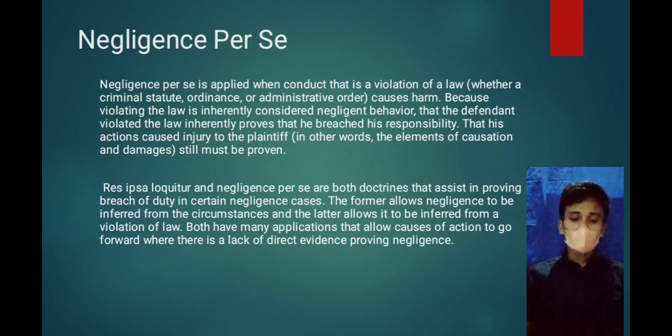Negligence per se is applied when conduct that is a violation of a law, whether a criminal statute, ordinance, or administrative order, causes harm, because violating the law is inherently considered negligent behavior. That the defendant violated the law inherently proves that he breached his responsibility. However, that his action caused injury to the plaintiff, in other words, the elements of causation and damages, still must be proven.